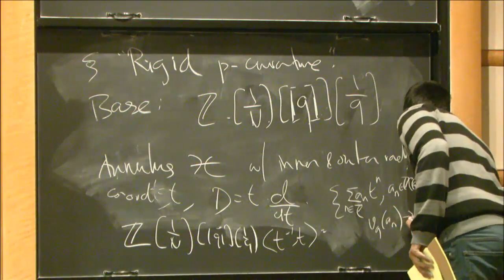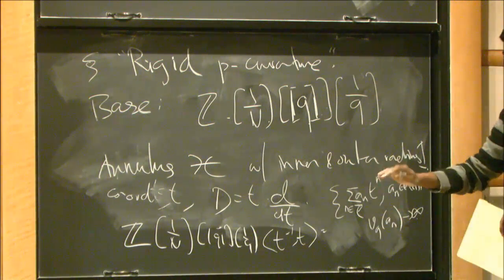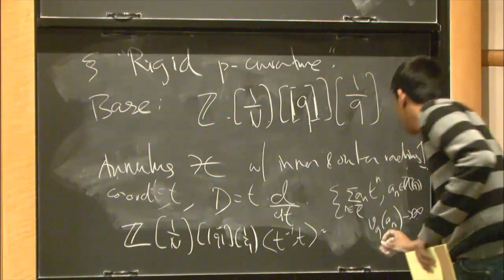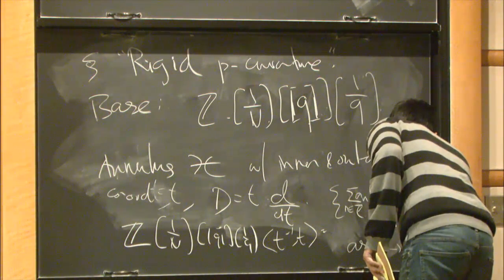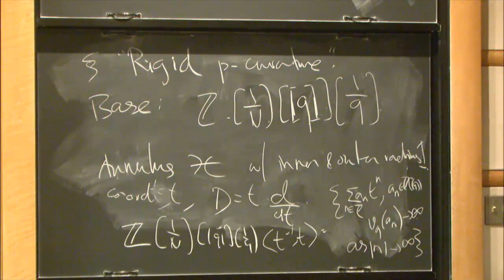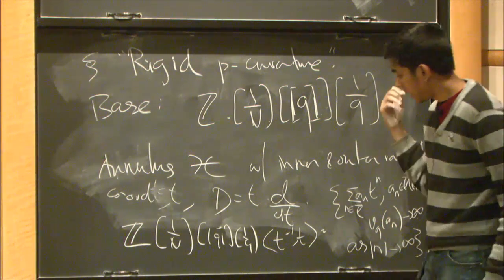goes to infinity when your n either gets very large or very small. So as the absolute value of n goes to infinity. So this is going to be the ring of rigid functions on such an annulus.